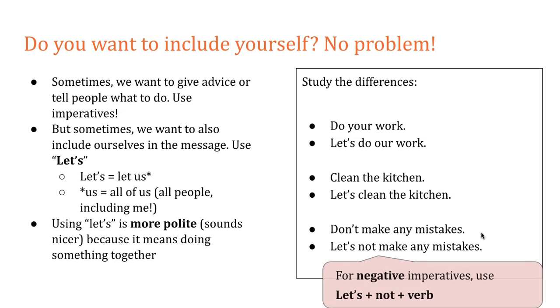So remember, when you use let's not or let's do something, when you use it for negative, you say let's not and then the verb. No, don't. We don't use don't here. We say let's not make any mistakes. If you include yourself. If you are not in the group, then you say don't make any mistakes. Don't make when you are ordering someone. If you're including yourself, then you say let's not make any mistakes. But pay attention, we don't say let's don't. We say let's not and then the verb.